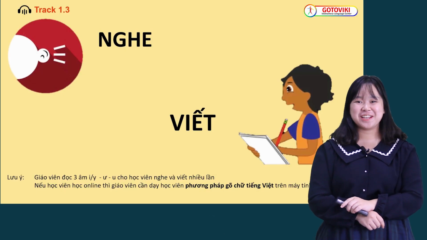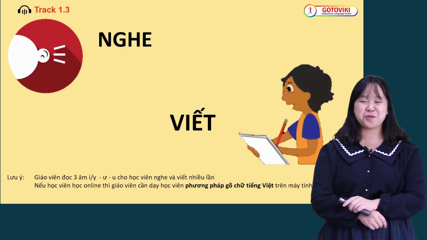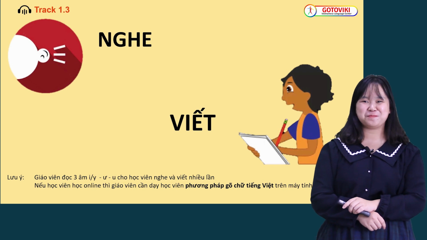Okay, now let's take out your pen and your paper and we will practice listening and writing together. Okay. Đầu tiên, E, E, E. With this sound, you can write out as E ngắn or E dài. It's alright.